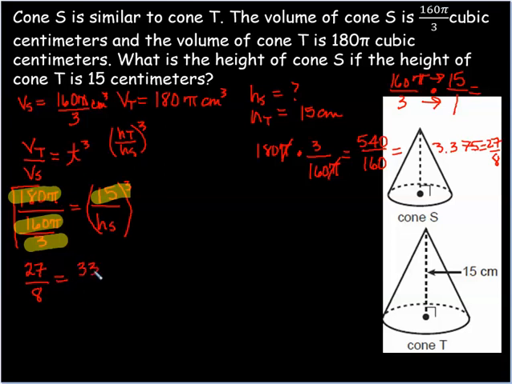So I've reduced this fraction, 27 over 8 equals, and then 15 cubed is going to give me 3,375 over the HS. And you know what? That HS is still cubed, so I have to put that there. Now Miss Poor is ready to cross multiply and divide. Oh no, she's not. Yes, she is. Don't let me confuse you anymore, because I'm confusing myself.